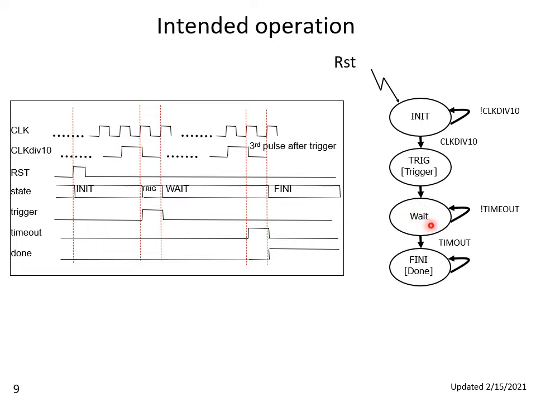This time, I'm waiting for the timer to finish its job and output a pulse, and the signal happens to be called tim out. No, that's a typo. That should have been timeout. Oh well. So when it sees the timeout pulse, it goes to a finis state and then asserts a signal called done. And this state machine is designed so that once it reaches this final state, it stays there.